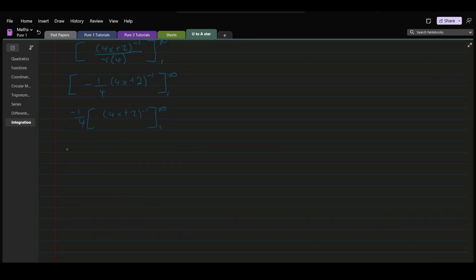And then let's make our power positive inside that bracket, so that this is 1 over 4x plus 2 from 1 going up to infinity. Now let's substitute in our limits. So that becomes 1 over 4 infinity plus 2 minus, let's substitute in our lower limit, 1 over 4 times 1 plus 2. Let's close the brackets. So this is negative 1 over 4. And then we have 1 over 4 infinity plus 2.